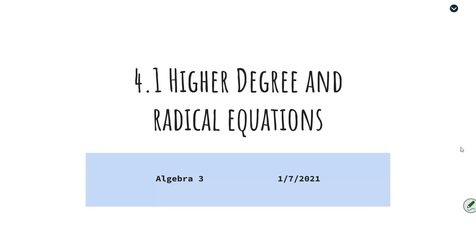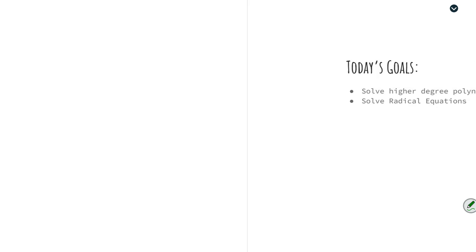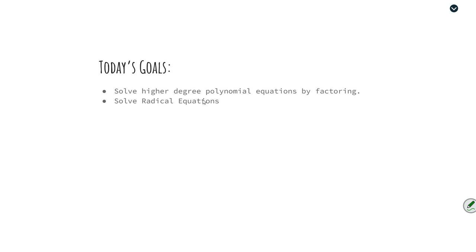Today we're starting a new topic. It's a new year, we're going to do a new topic. It's topic 4.1, higher degree radical equations. It looks like we have two goals, but we actually have three goals for today's lesson.